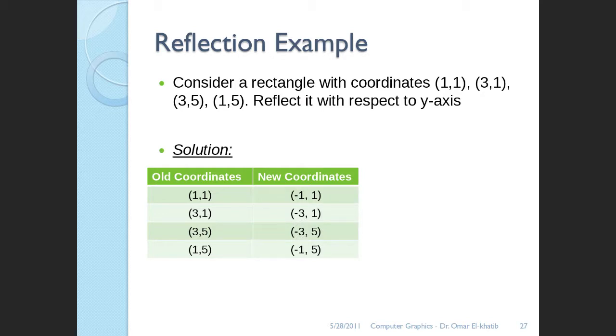And this is around the y-axis, which means that we will change the value of x to be negative. So x is plus 1, it will become minus 1. If x is plus 3, it will become minus 3. And if we reflect it with respect to the origin, that means both x-axis and y-axis. So if both x and y were positive, they will become negative. If they were negative, they will become positive.